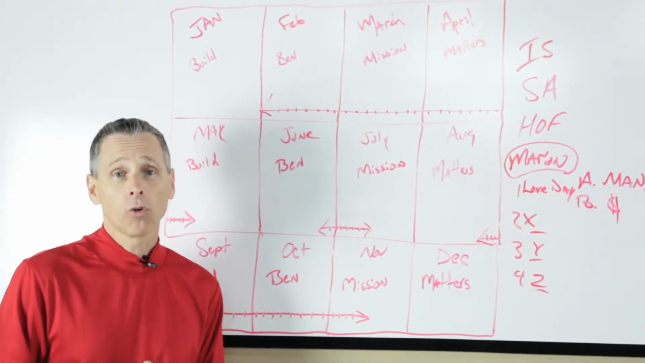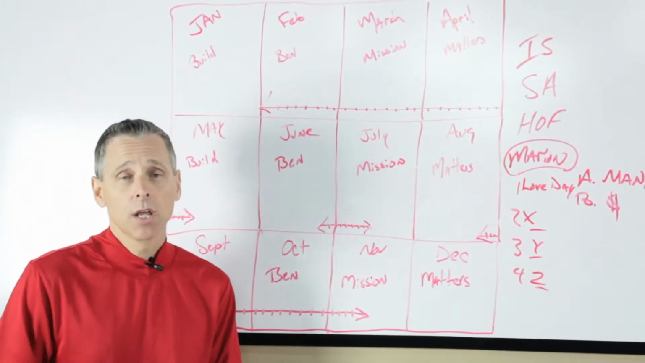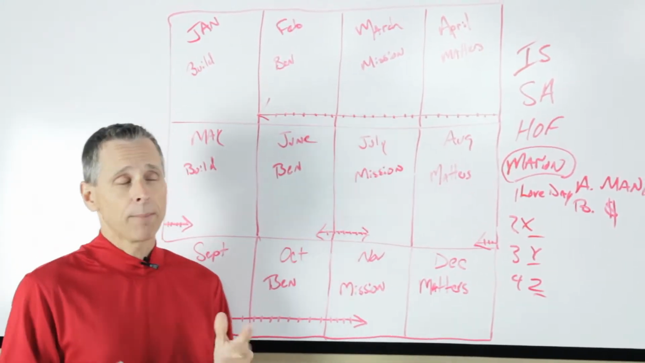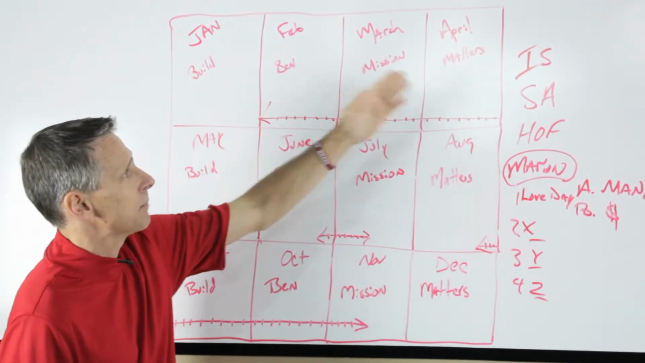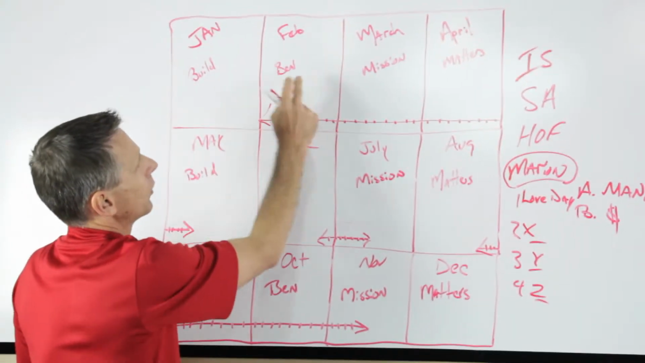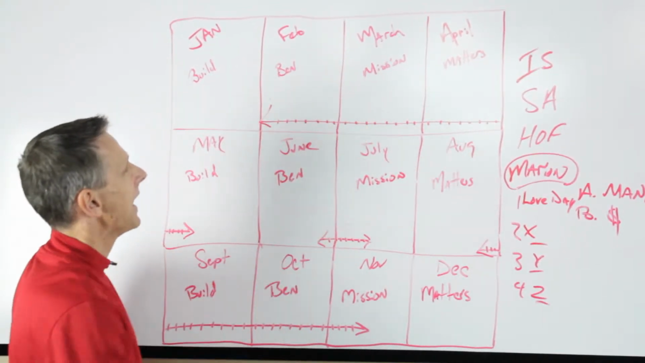Now, when we look at offerings, especially missions, we look at offerings in this format. So we have 4 major offerings. That's building, benevolence, missions, and matters. And you'll notice January, February, March, and April, it follows that pattern.